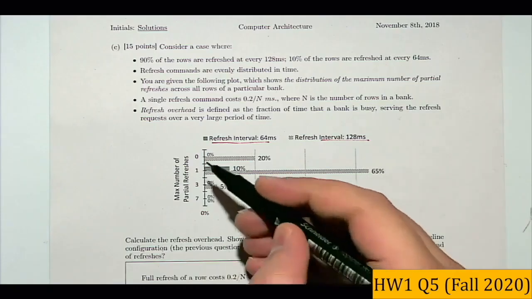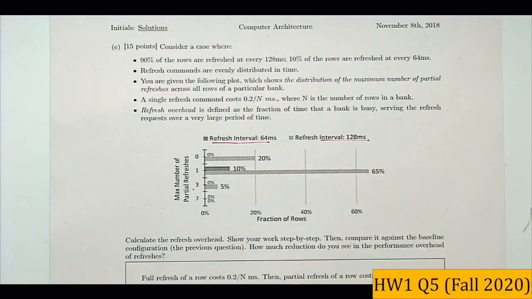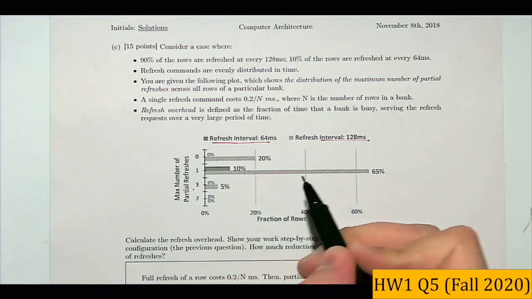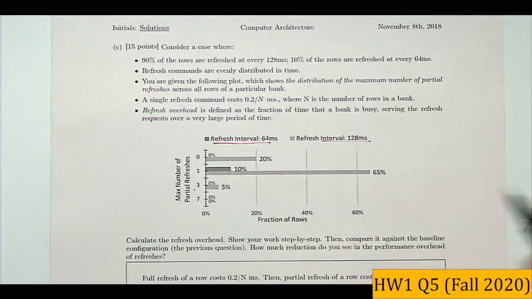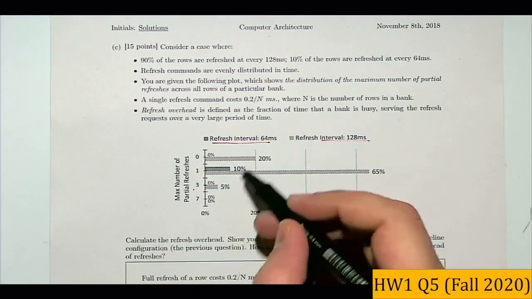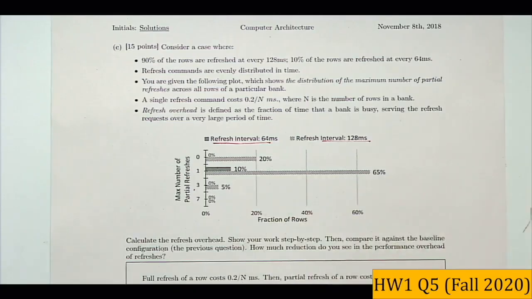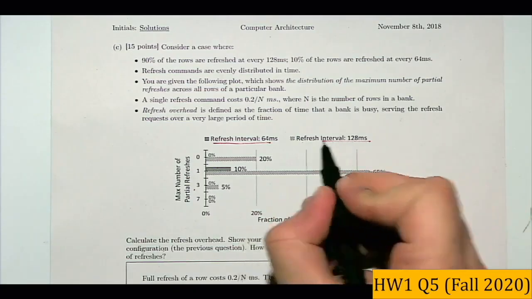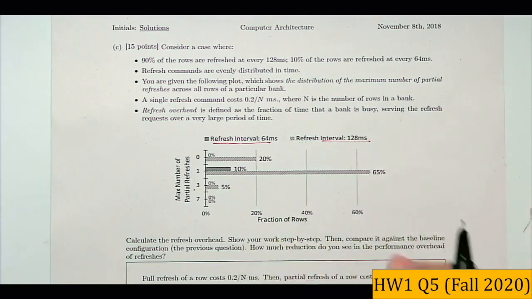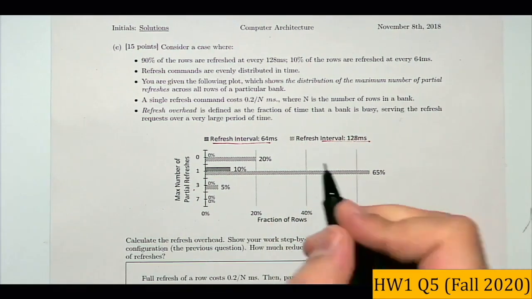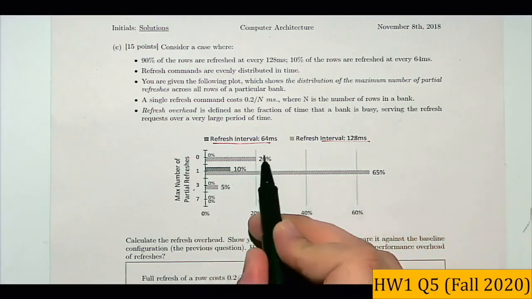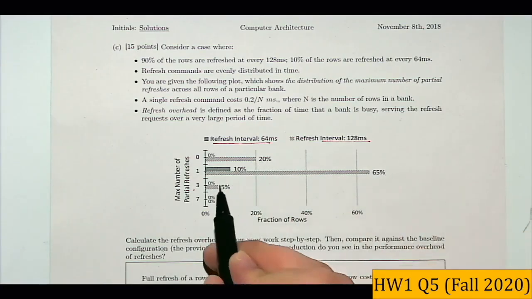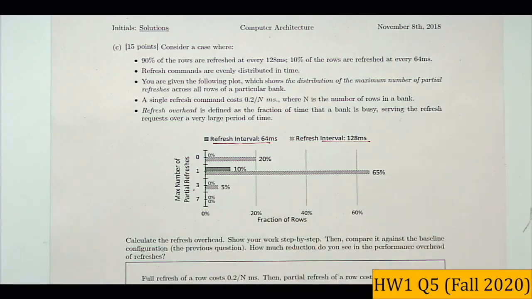And the y-axis is the same as before. So here you can see that when we add all these up, it goes to 100%. So this is the distribution. And okay, so let's start with this 128 millisecond ones. So here I refresh all these rows. I mean this 20%, this 65%, and 5% at every 128 milliseconds, right?